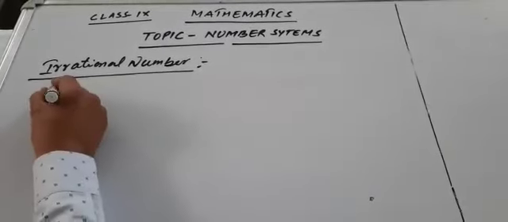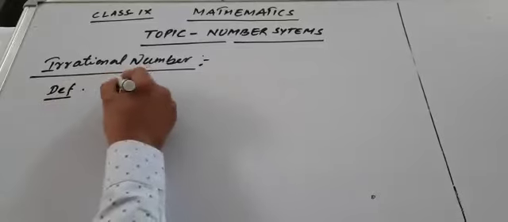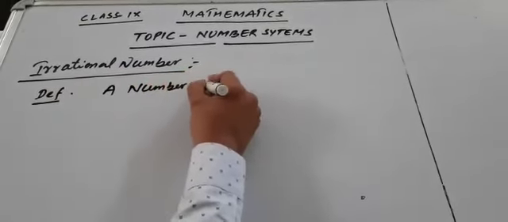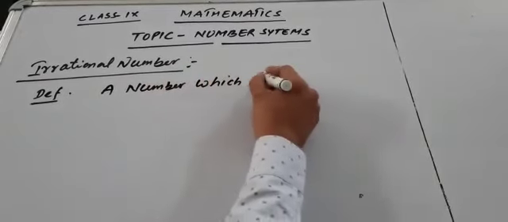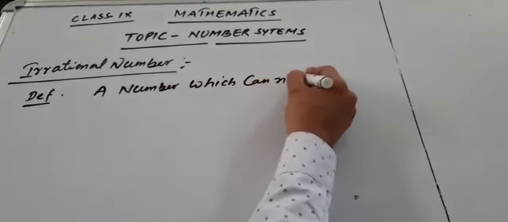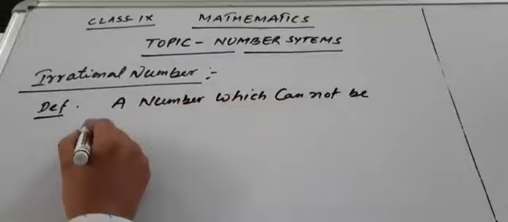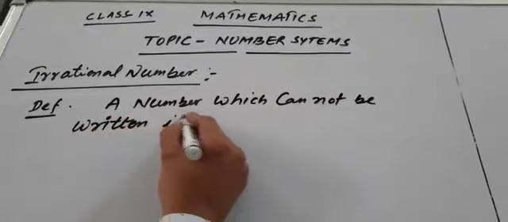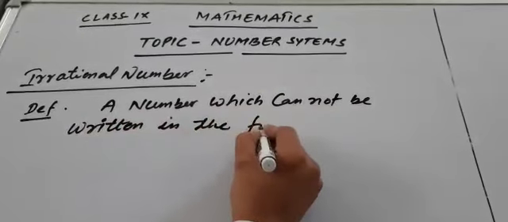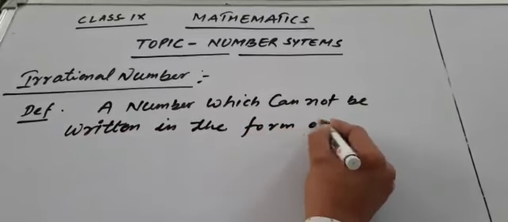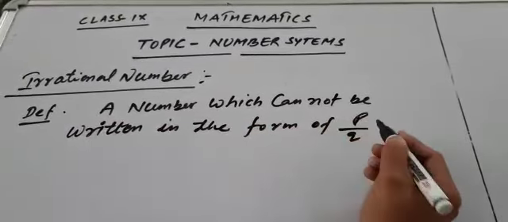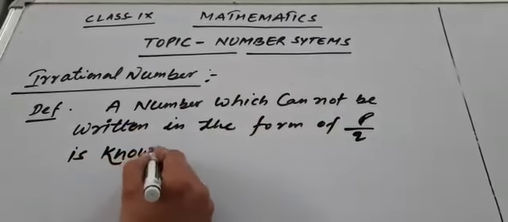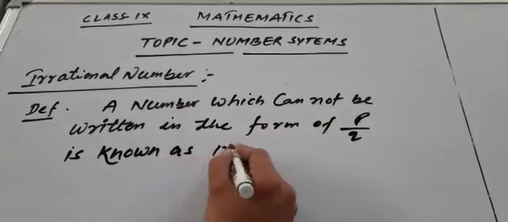First of all we will define an irrational number. A number which cannot be written in the form of p upon q is known as an irrational number.